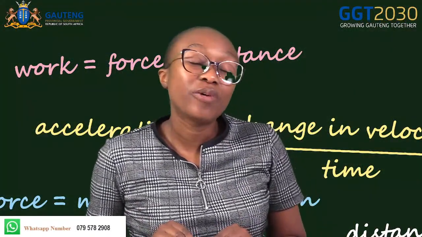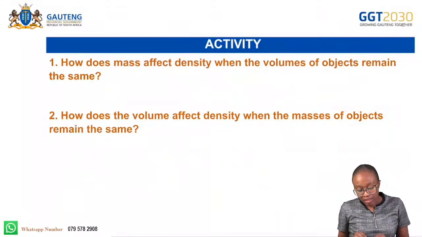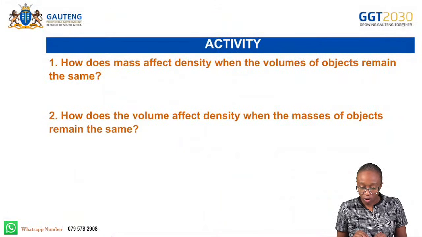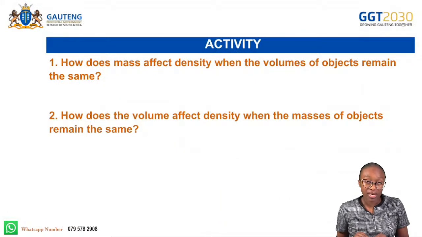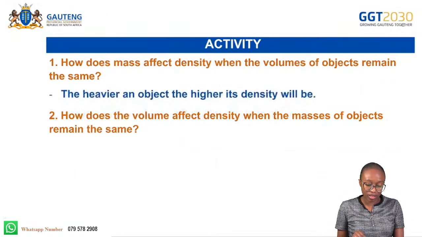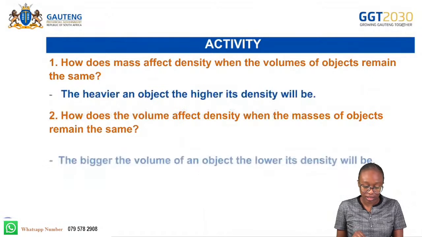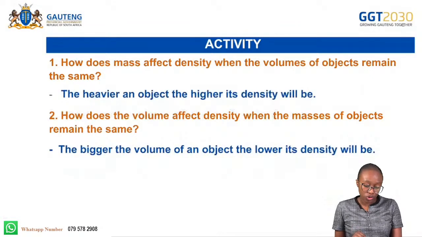Welcome back, learners. Now let's answer these questions together. How does mass affect density when the volume of objects remains the same? And how does the volume affect the density when the masses of the objects remain the same? To answer the first question, the heavier an object, the higher its density will be. And number two, the bigger the volume of an object, the lower its density will be. Take 1 minute to copy down these corrections.